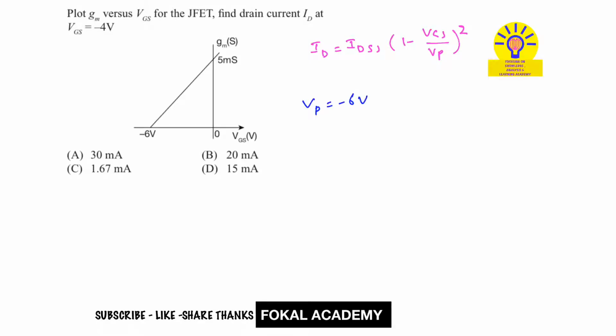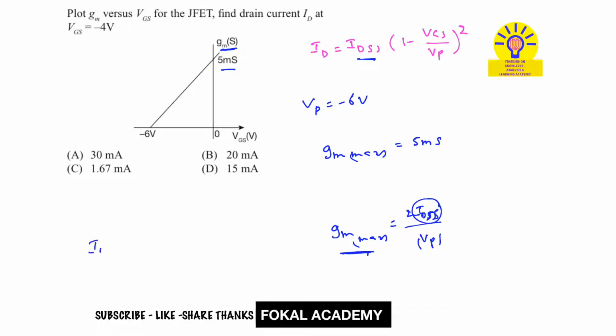and the maximum value of the transconductance is 5 milliseconds. So gm maximum from the graph we got 5 milliseconds. How can we find the IDSS? gm maximum is equal to 2 IDSS divided by modulus of VP. This is the formula for finding the maximum transconductance. From this we get the IDSS value, that is IDSS equal to gm maximum into modulus of VP by 2.